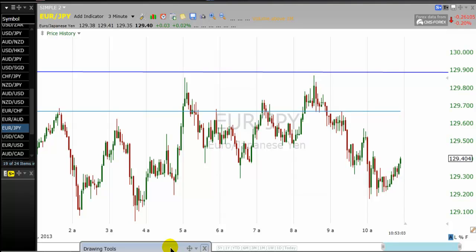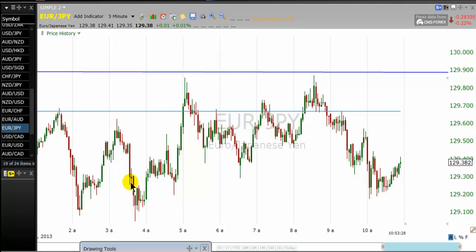So suppose you want to sell. You want to sell the pound yen, the euro yen, any financial instrument, you must have a bearish setup. Without that, you are just fooling yourself. On the other hand, if you want to buy, you must have a bullish setup.